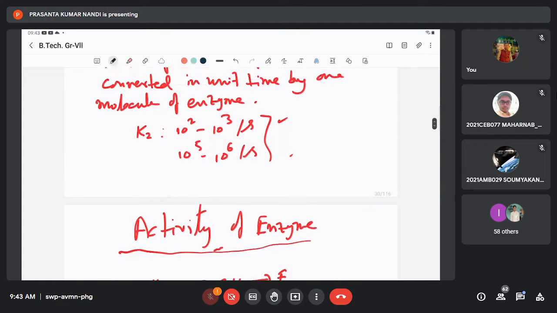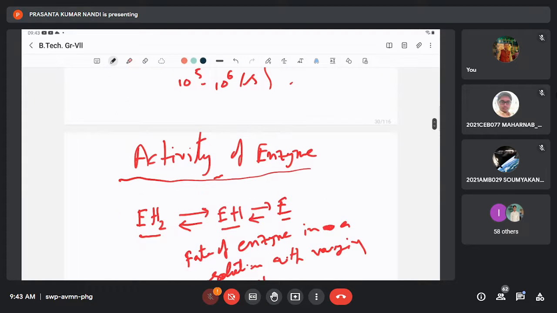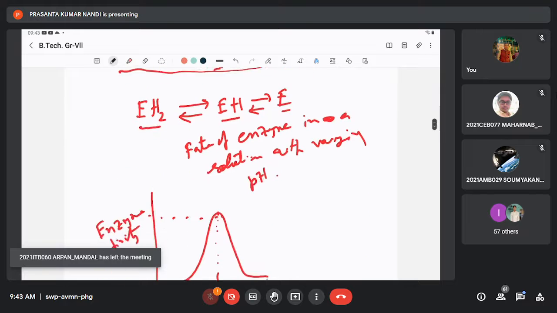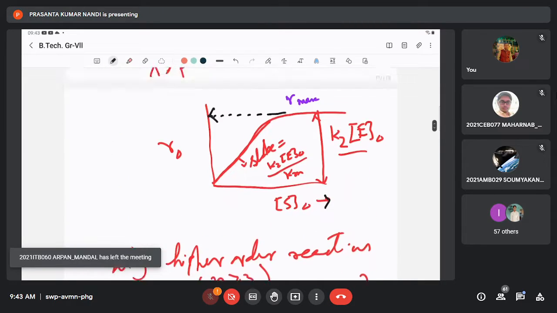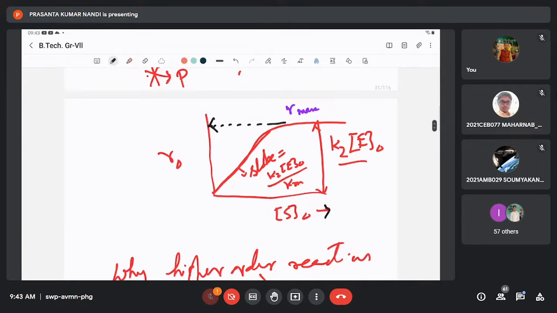Now we'll consider another important aspect, that is the activity of enzyme. This is very important. You just first plot this and then I'll discuss the other one.